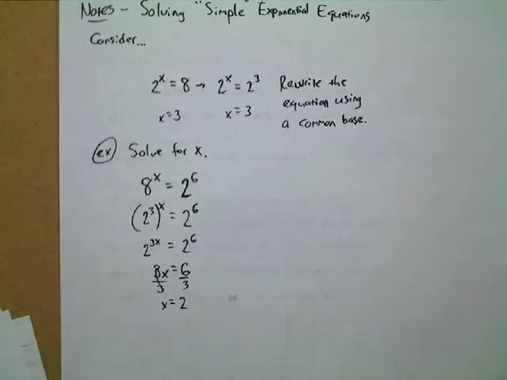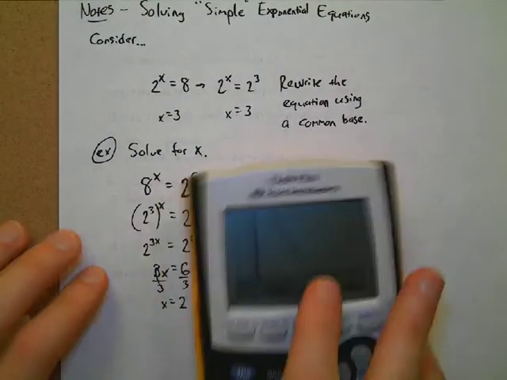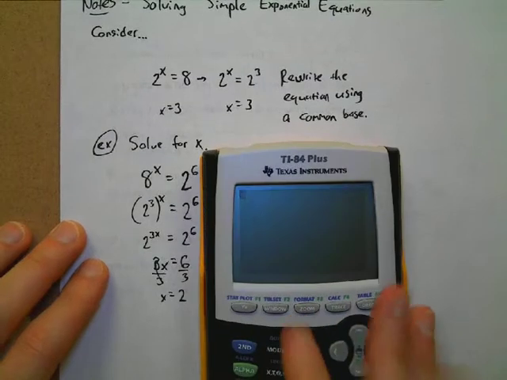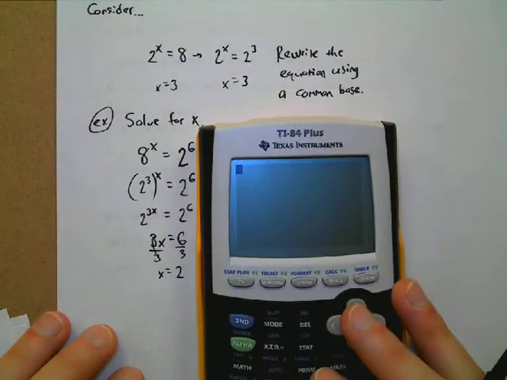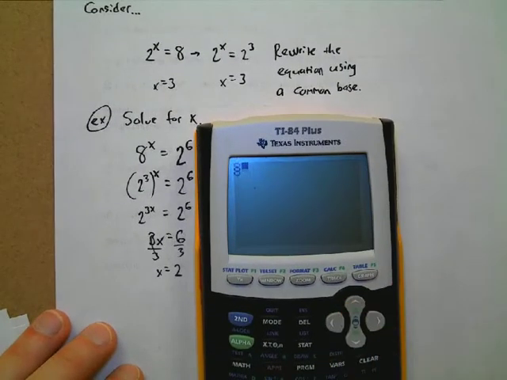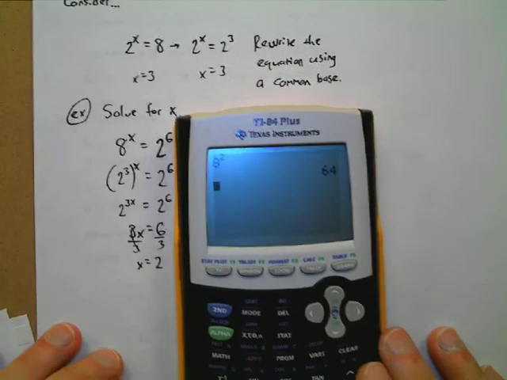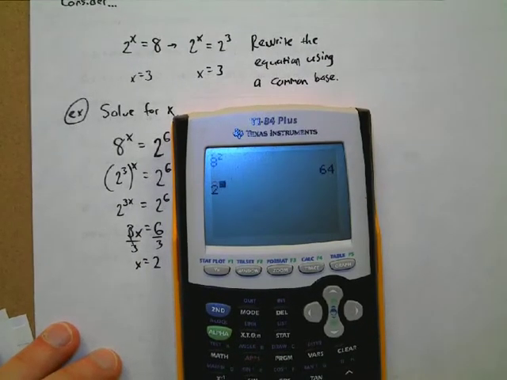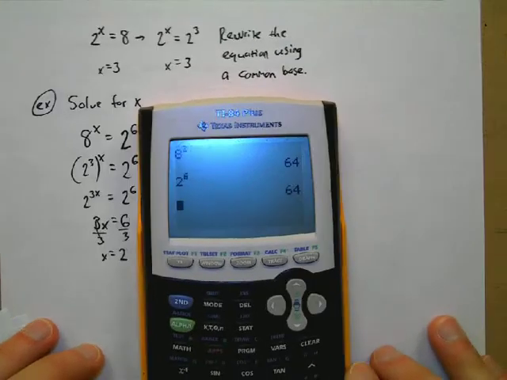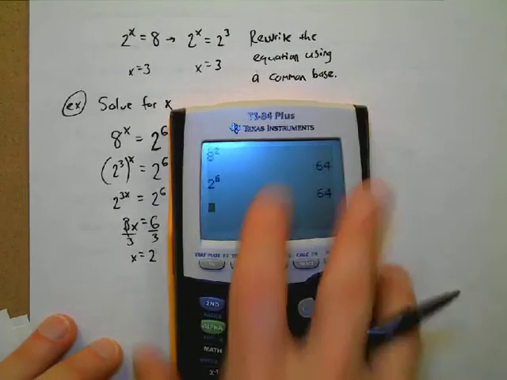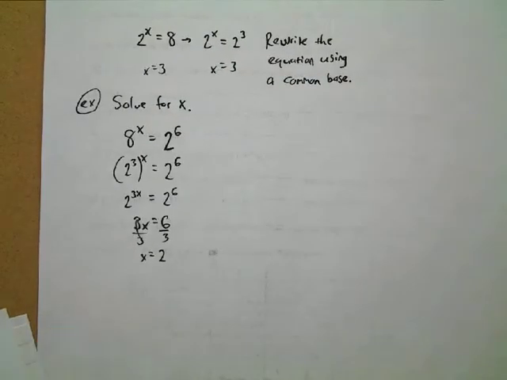All right? Let's check it just to make sure. You don't have to in these cases, all right? But I'm just going to do it just to make sure. So 8 to the 2, right? X is 2. So 8 to the 2 says it's 64. 2 to the 6th. Hey, 64, look at that. Okay? It worked. All right, let's try another one.